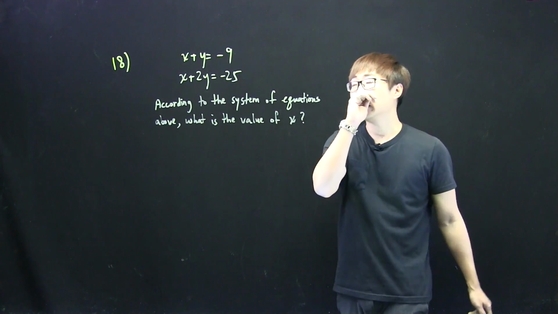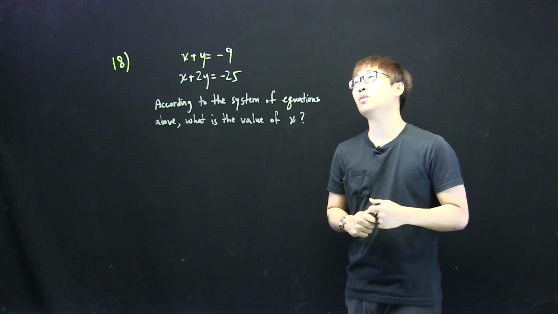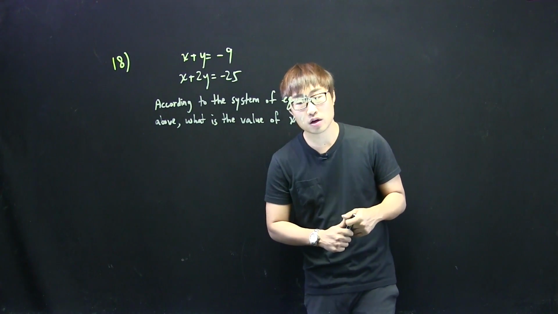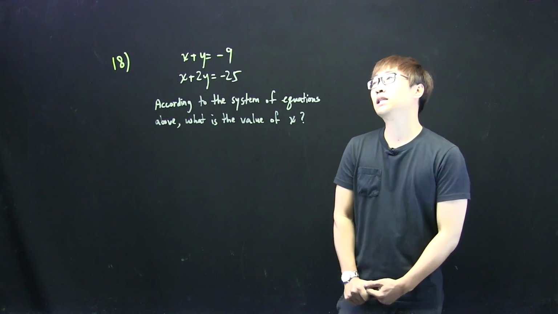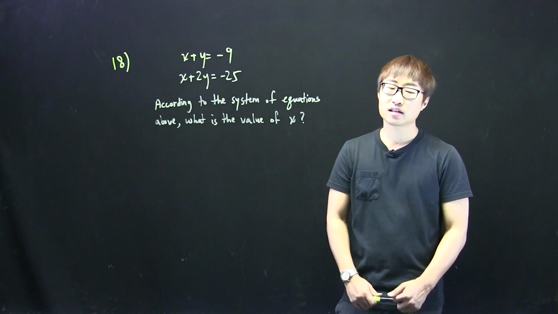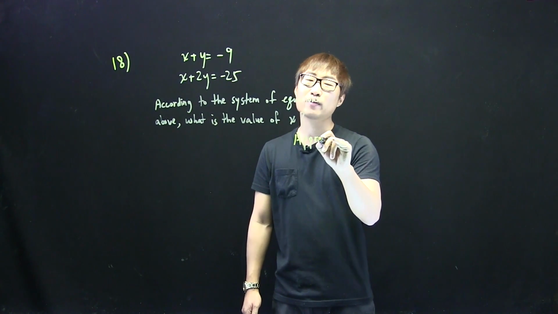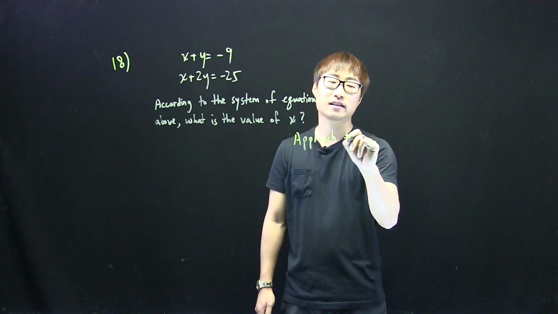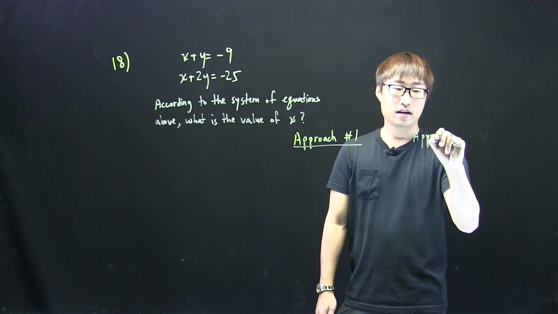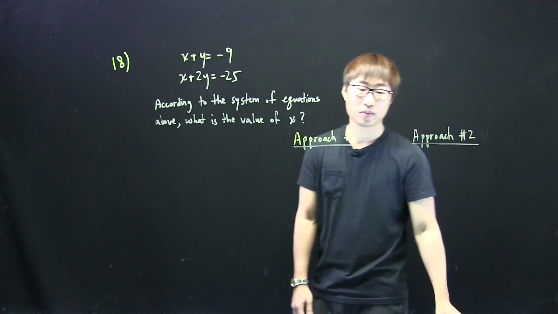Number 18. x plus y is equal to negative 9, x plus 2y is equal to negative 25. According to the system of equations above, what is the value of x? Okay, there are two different ways to approach this. So once again, I'll do approach 1 and approach 2. Whatever you guys like, go ahead and take it. I'm just going to tell you earlier that I like approach 2 because that's my approach. But we'll do it both ways, okay?